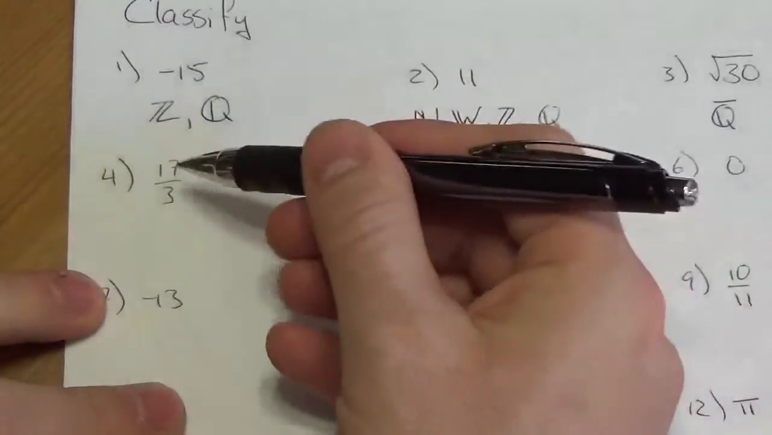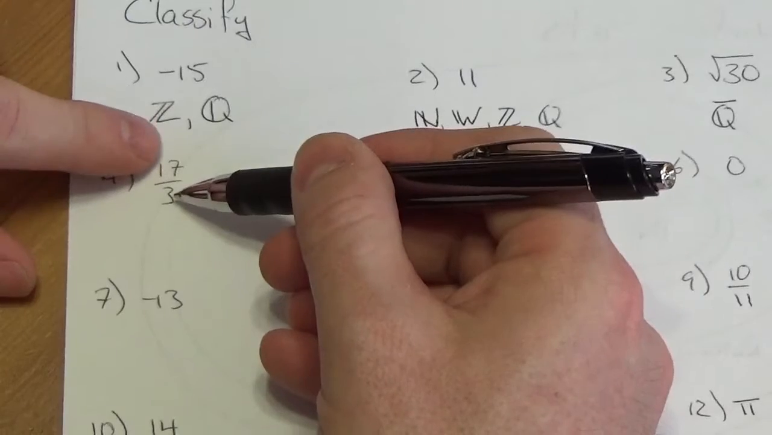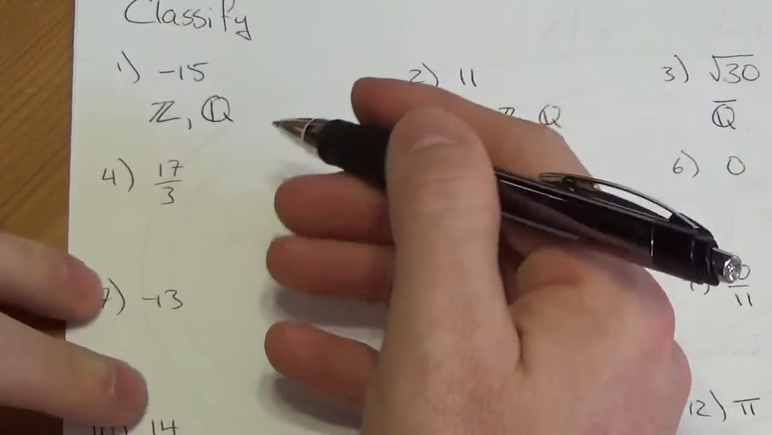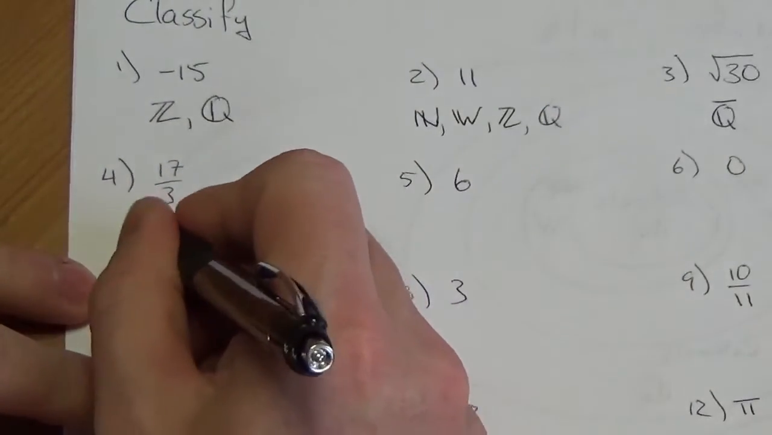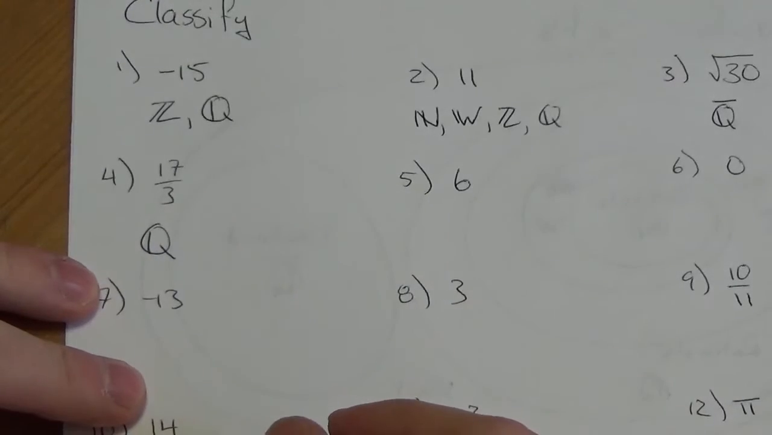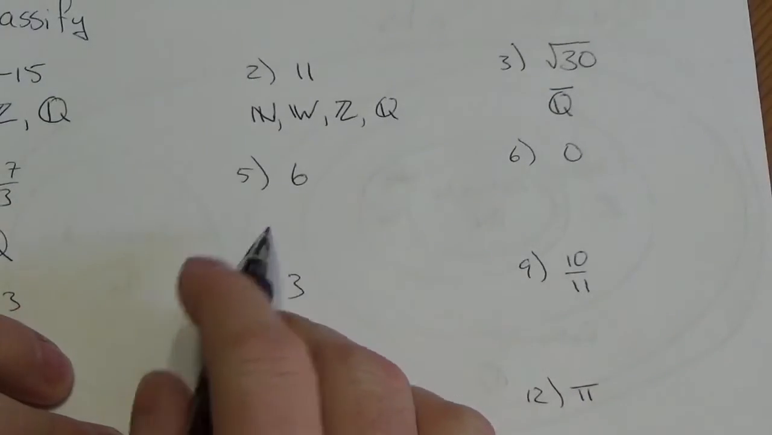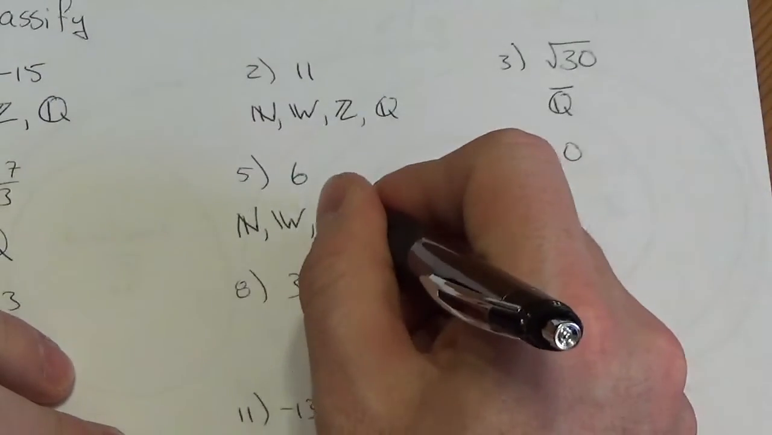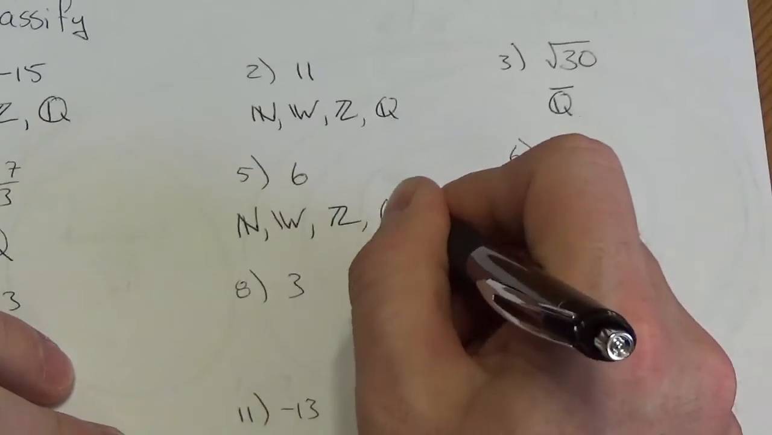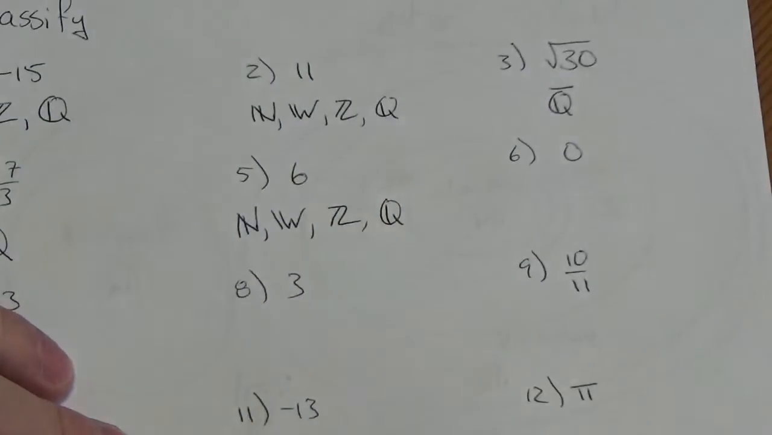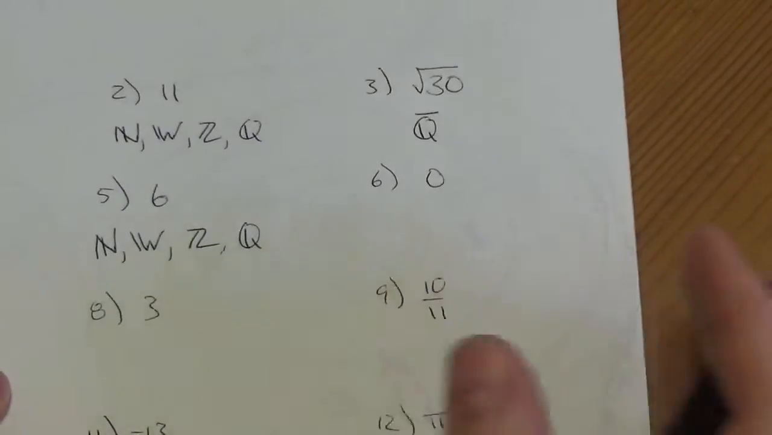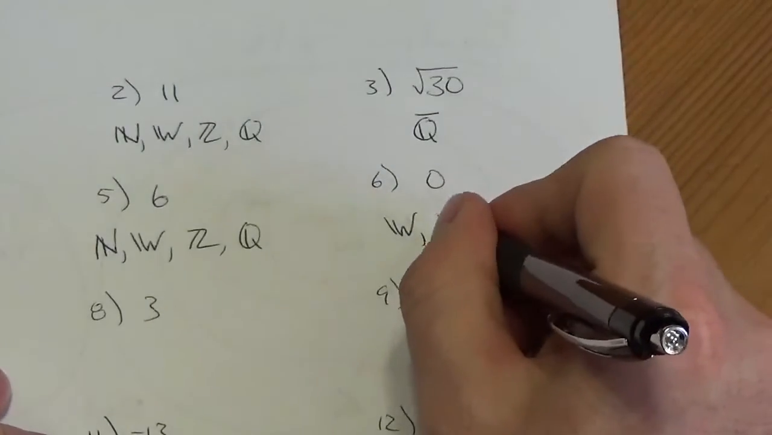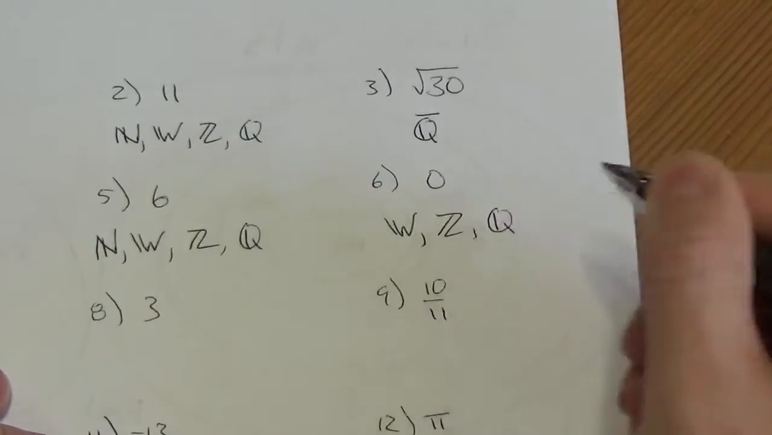17 over 3. That is a fraction, an integer over an integer. Can I simplify that? Is 17 divisible by 3? No. So the smallest group that this could belong to is the rationals. 6. Just like the one above it, 6 is a natural, which makes it automatically a whole, which makes it automatically an integer, which makes it a rational. 0. Zero is by definition a whole number. Not a natural, it's got to be a whole number. But that makes it an integer, and that makes it automatically a rational.